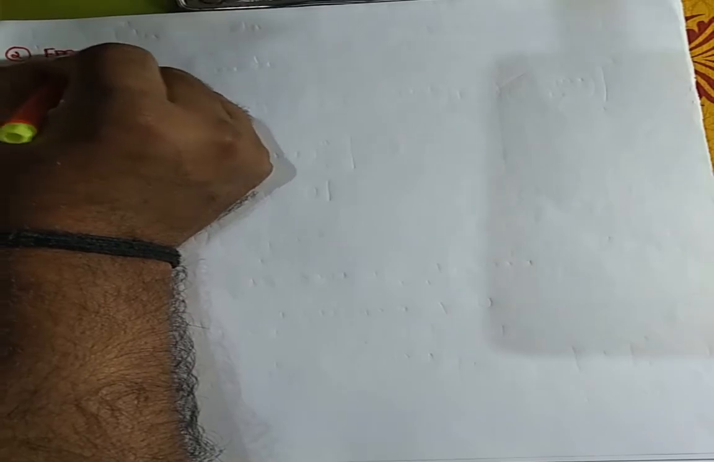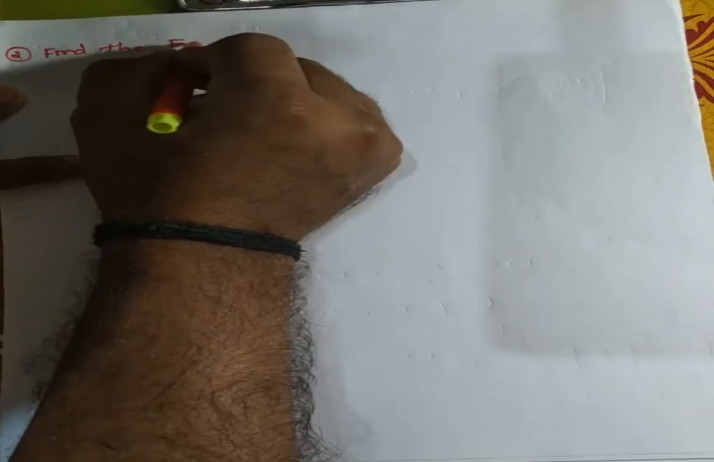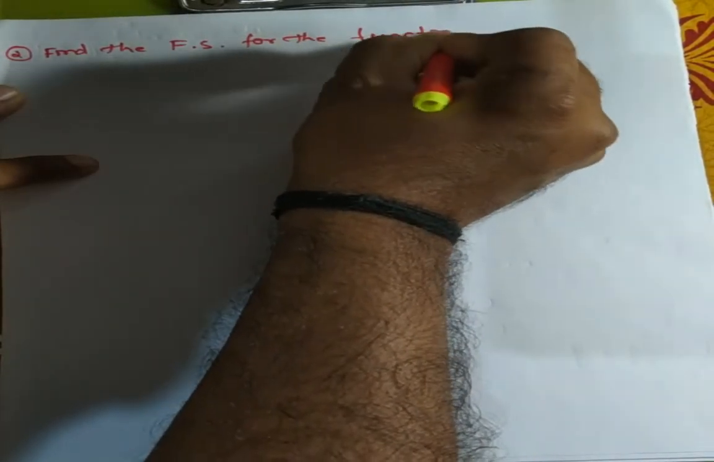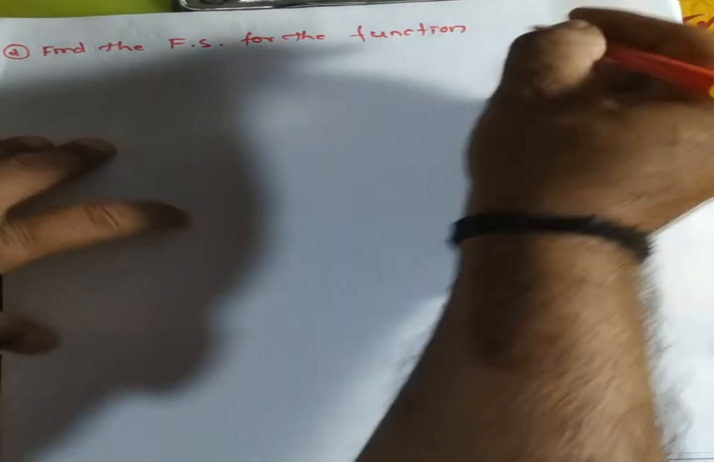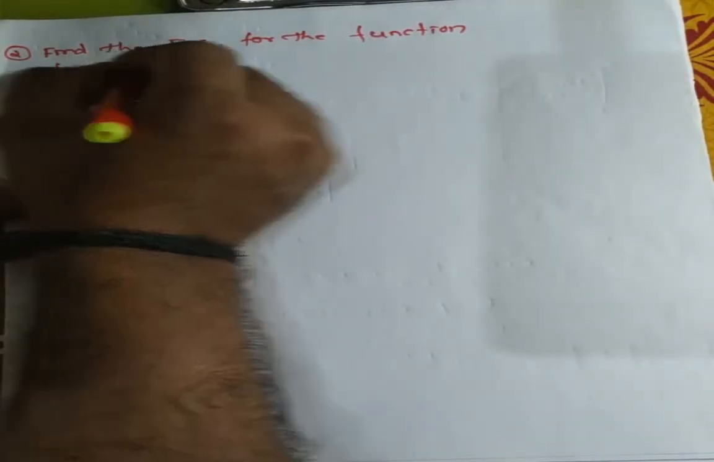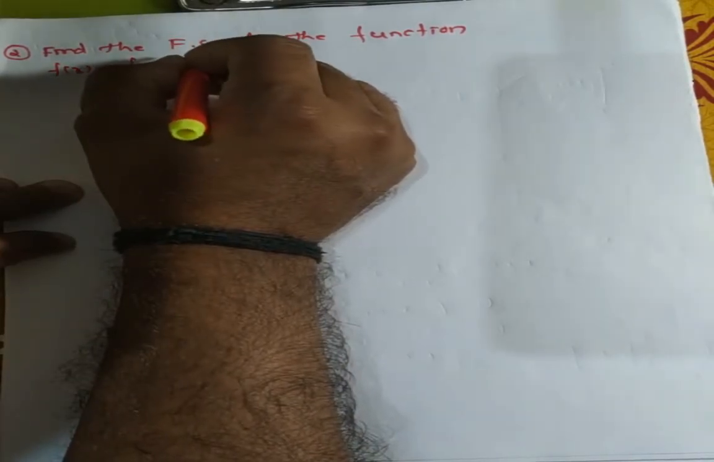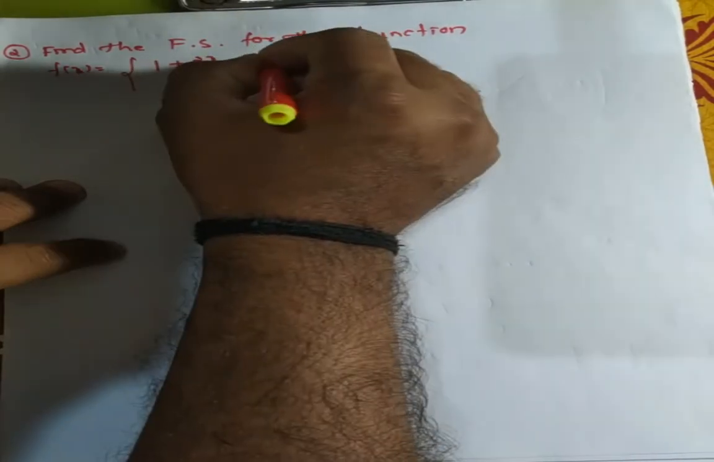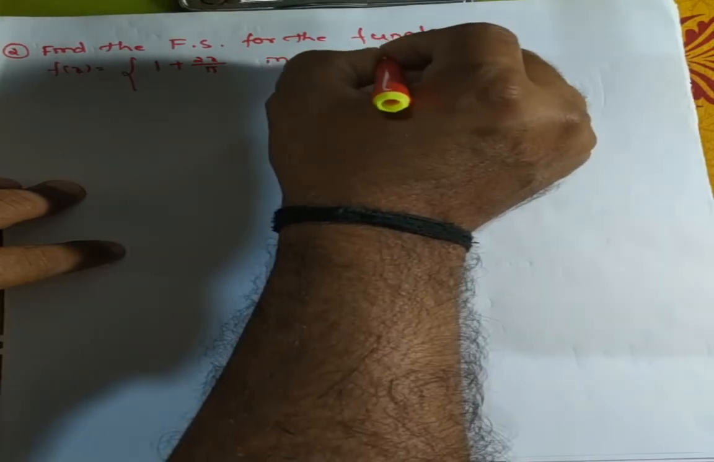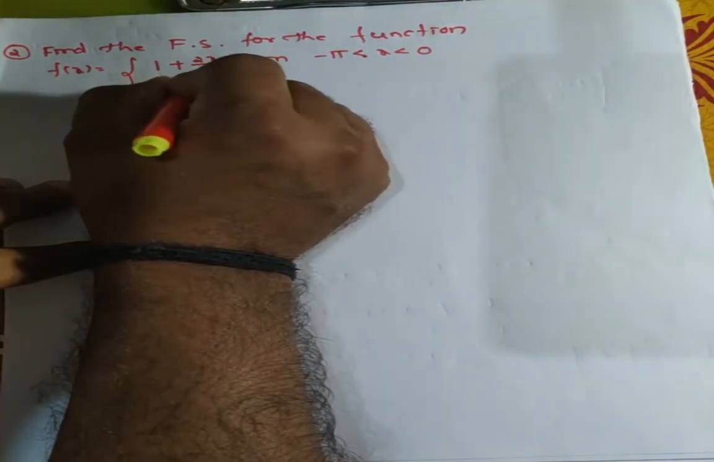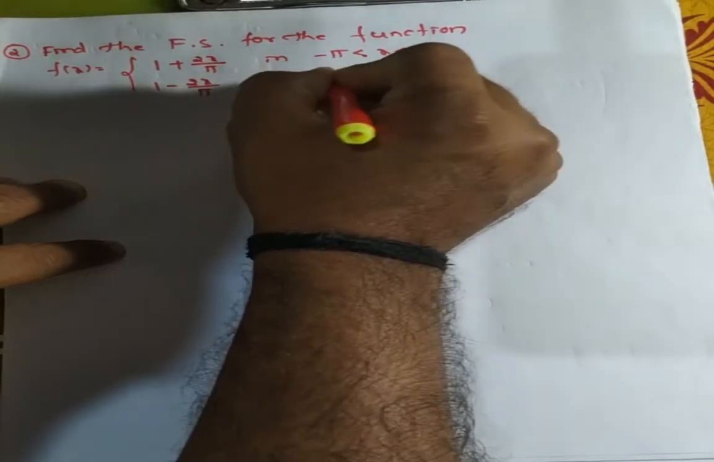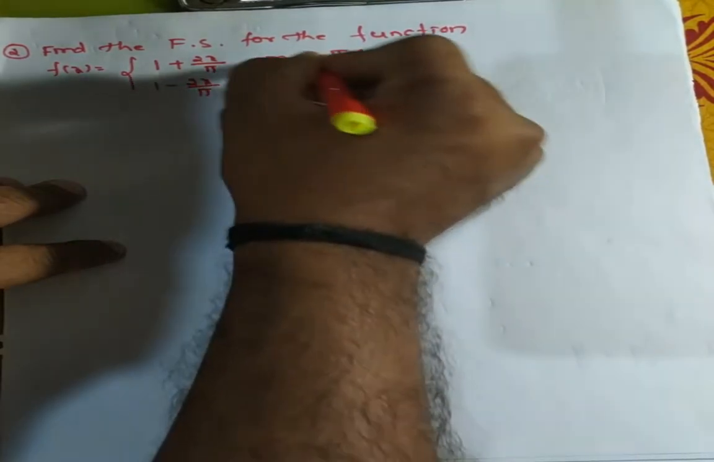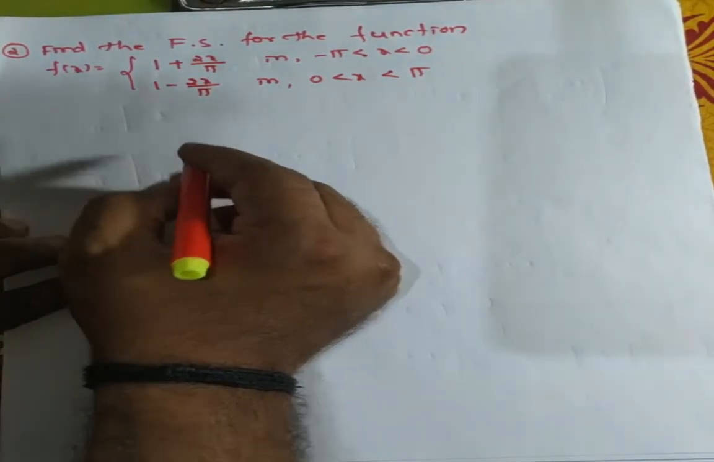Find the Fourier series for the function f of x is equal to 1 plus 2x divided by pi in minus pi to 0, and 1 minus 2x divided by pi for x lying between 0 to pi. So this is the example. You have to find the Fourier series for this one.